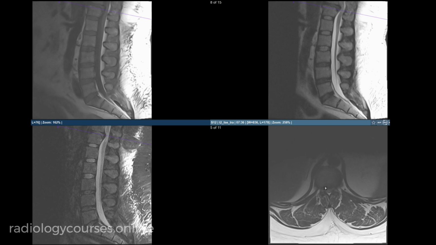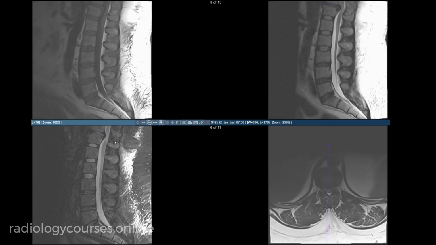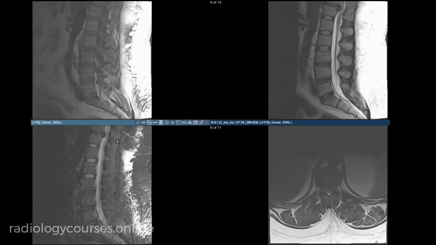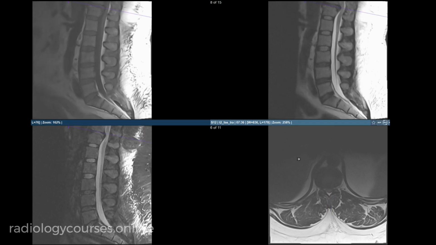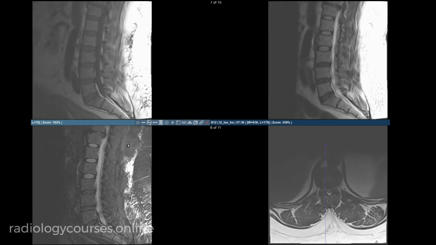On the axial sequence, the CSF is all effaced and there is moderate cord compression, which is much better appreciated on the axial sequence compared to the sagittal sequences. On the sagittal T2 and STIR sequence, you can see abnormal signal within the spinal cord, which is extending vertically from above downwards for approximately 2 centimeters at the level of the disc protrusion. This finding is typical for compressive myelopathy.